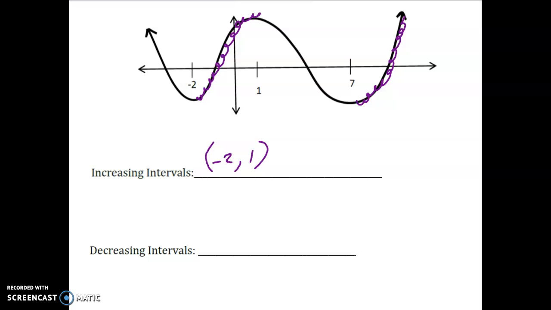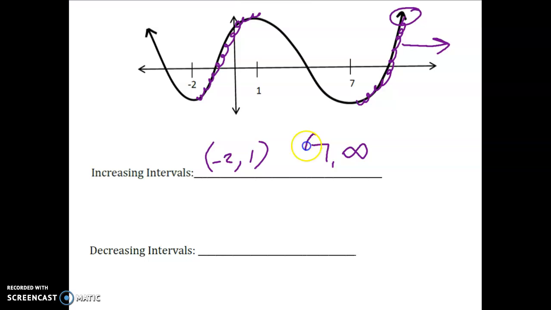Okay, but that's not the only increasing interval, right? We've got this one over here as well. This one starts at 7 and it goes toward positive infinity. When you look at this one, think about the fact that it's going to the right. Don't think about the fact that it's moving up. Up goes with y. X goes with left or right. And so I want to think about the fact that I'm going to the right.